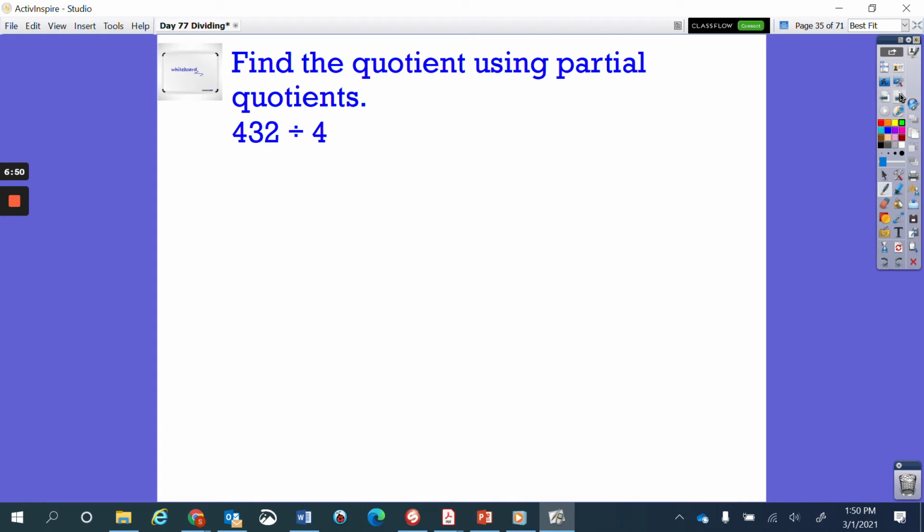All right, here's yours for your whiteboard. Go ahead and pause the video so you can work it out. 432 divided by 4. Solve using partial quotients.